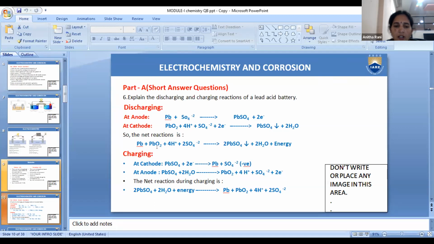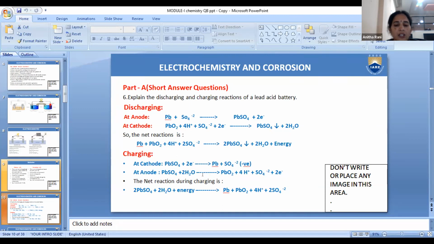Whereas in the charging reaction, we are supplying electrical energy to convert products into reactants, that is, to convert into chemical energy, to get the original chemicals, lead, lead dioxide, and dilute H2SO4. So we are supplying electrical energy here.